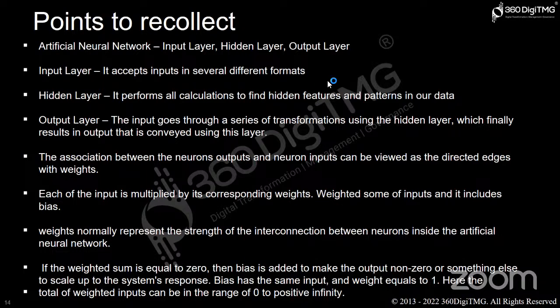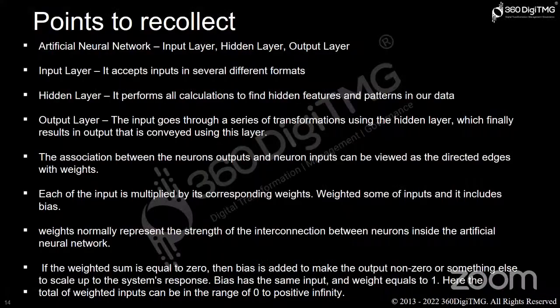Okay. And then the association between neurons, input neurons and output neurons, can be directed as edges with weights. Okay, each input is given some weight. We have seen that we calculate the weight, any random value at first, and then we try to get it as close to the ideal weight as possible. Okay, and these weights represent the strength of neurons inside the artificial neural network.